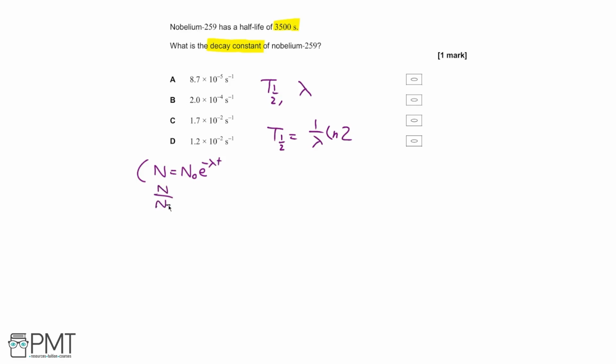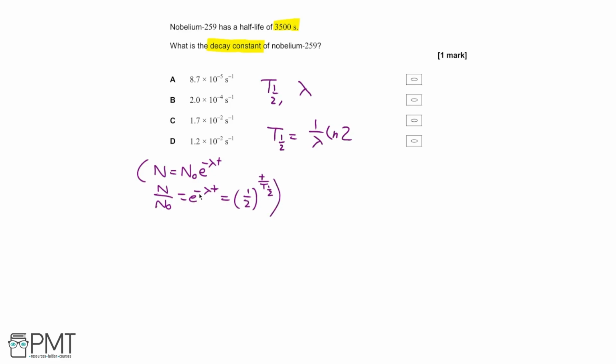Dividing N by N0, we find that this is equal to e to the minus lambda t. Now, whenever N over N0 is a half, that's one half-life. So we can also write this as a half to the power of t divided by T half, like so. This second half of the equation says that every time the time is a multiple of the half-life, we get another power of a half. So after one half-life, N over N0 is halved. After 2, N over N0 is equal to a quarter, and so on.